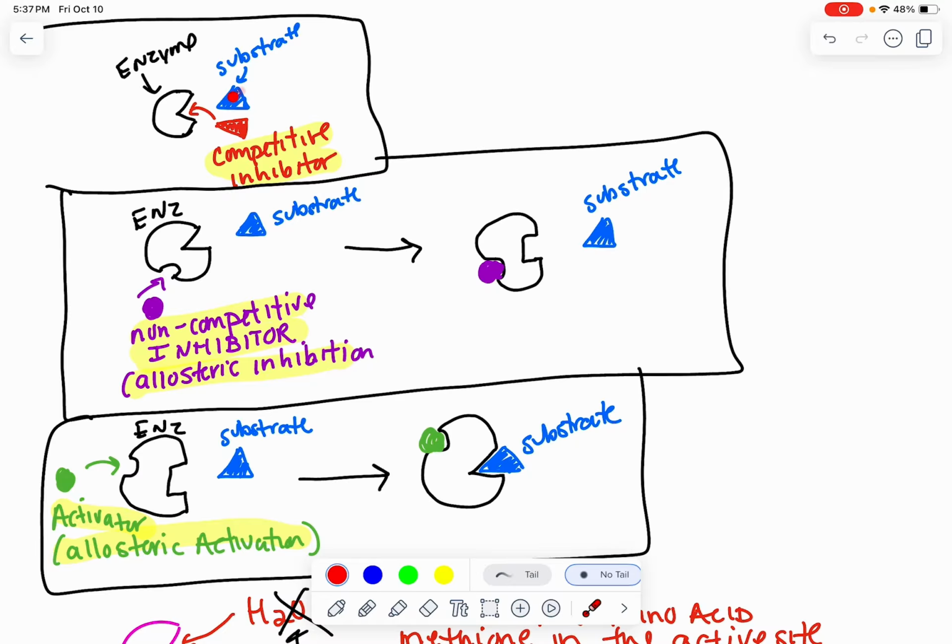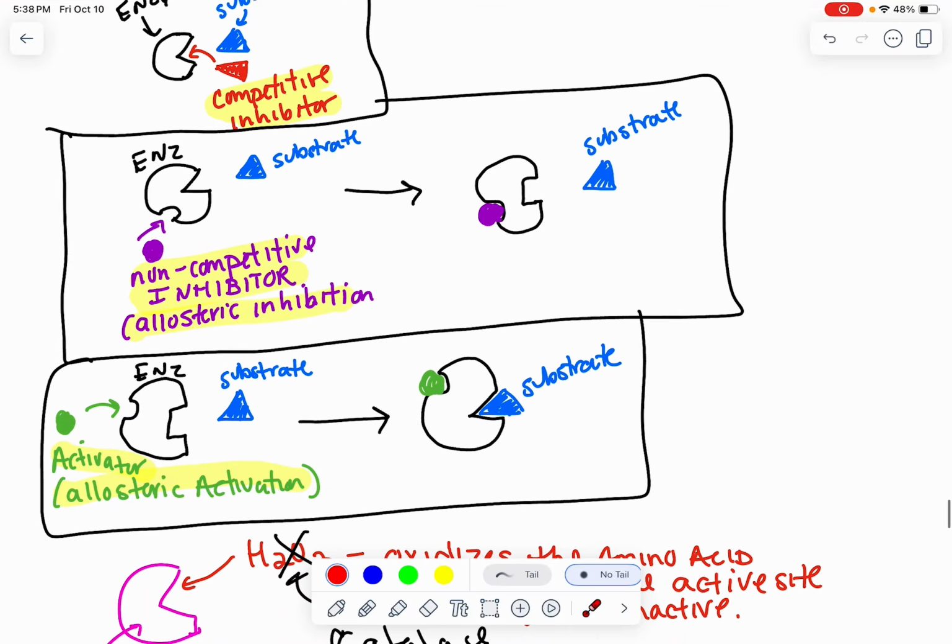Here's my enzyme, active site. The substrate fits in there, so does a competitive inhibitor, right in the active site. If I have a non-competitive inhibitor, here's my enzyme, here's my active site where my substrate would fit. Once the inhibitor binds to the allosteric site, you can see the active site has changed. So the substrate doesn't fit right there.